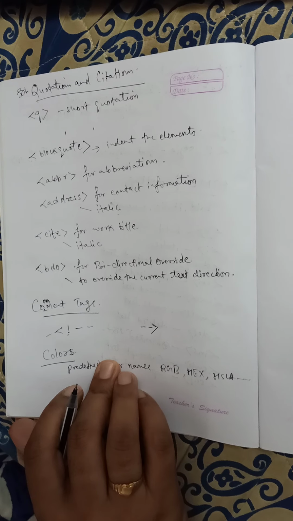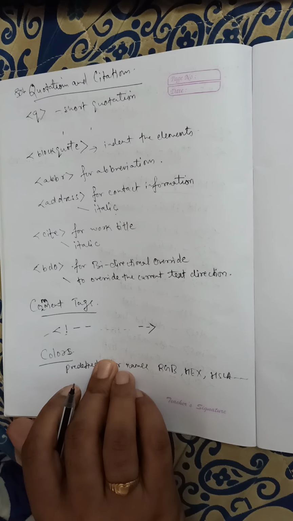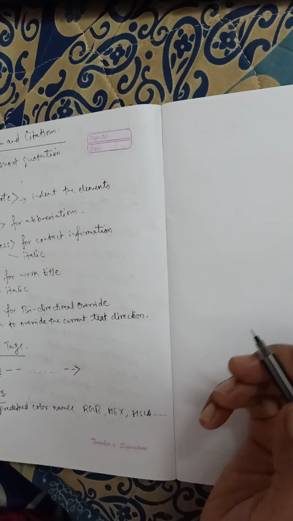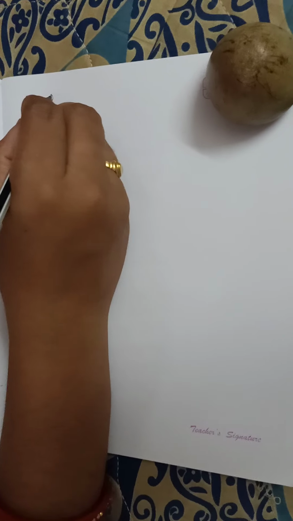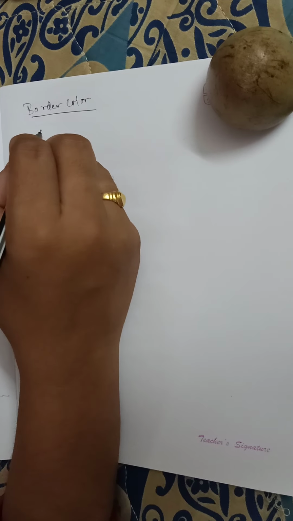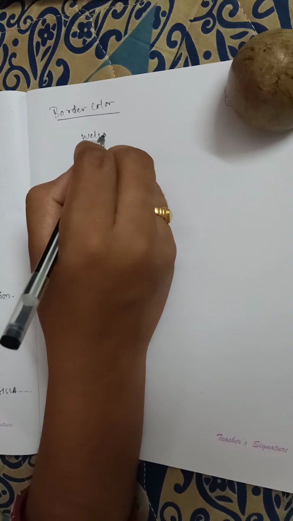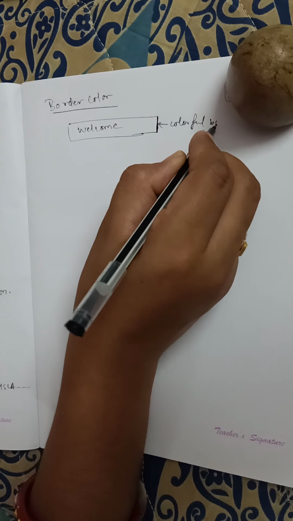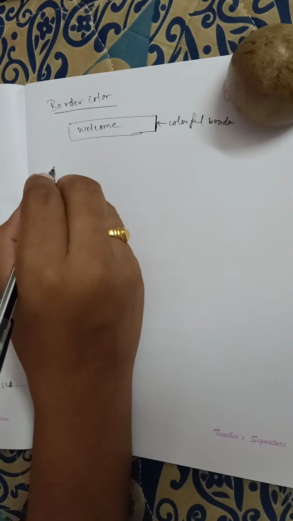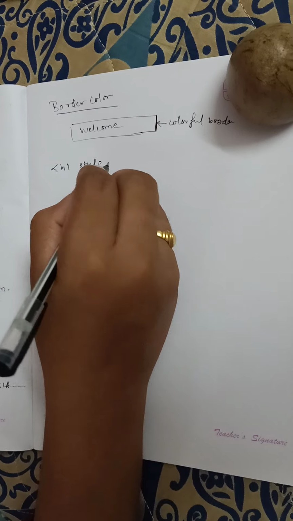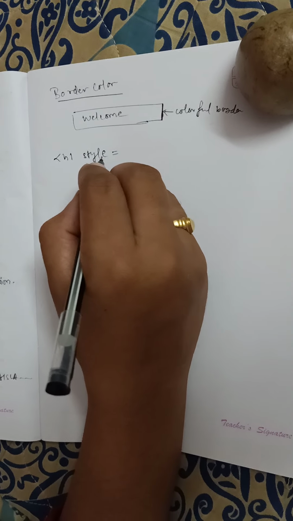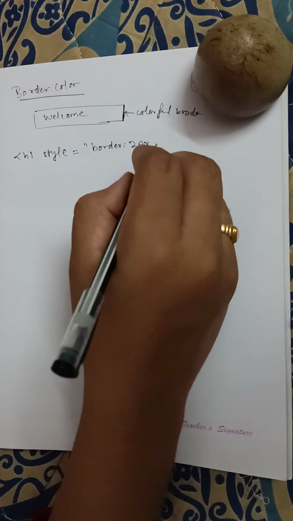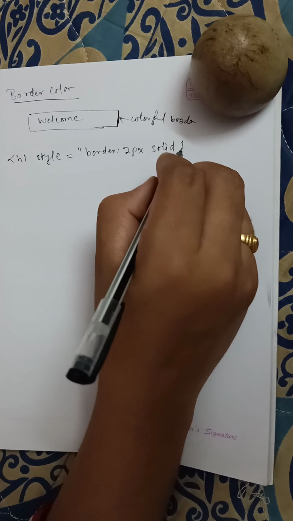Suppose you want to set a border color. Border color also can be set. For text color and background color, we have already gone through examples. So let's go for an example for border color. Suppose I have written here welcome, a border will be there, and this will be a colorful border. For that, suppose h1 is there, I will make use of the style attribute. The property is border, which mentions the border width and then its color, for example solid tomato.